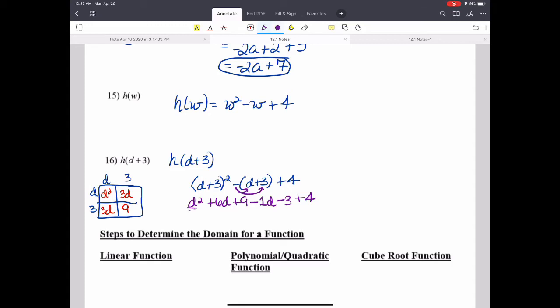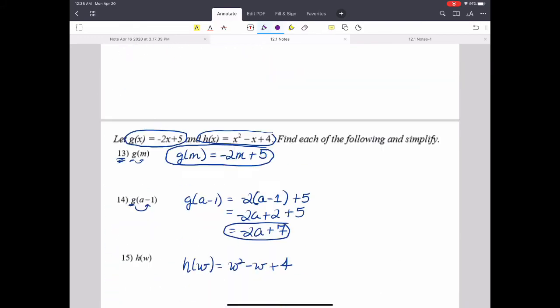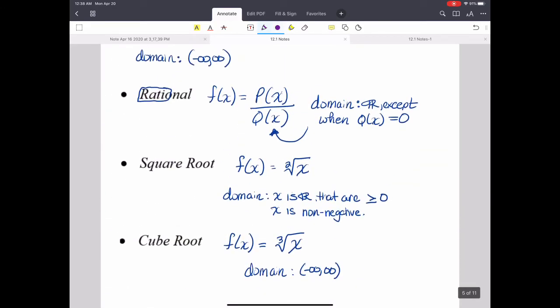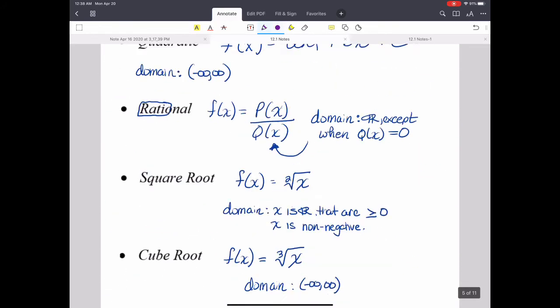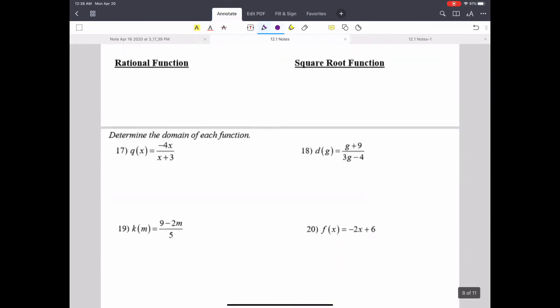And there's only one d squared term, so I'm just going to write that out. And there's a number of d's, so there's 6d here, and there's minus 1d there, which makes 5d. We're done with those. And then your constants, you have 9 minus 3, which is 6, and 6 plus 4 is 10. And that's it. Now, steps to determine the range for a function, I think we did that up here. So we're not going to do it again.